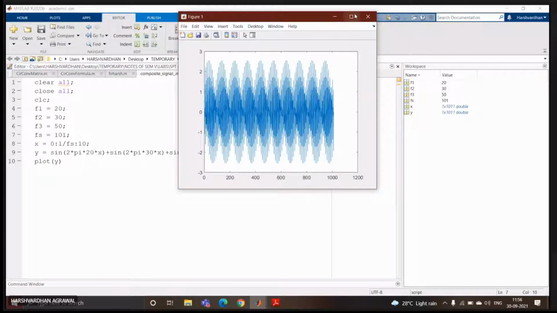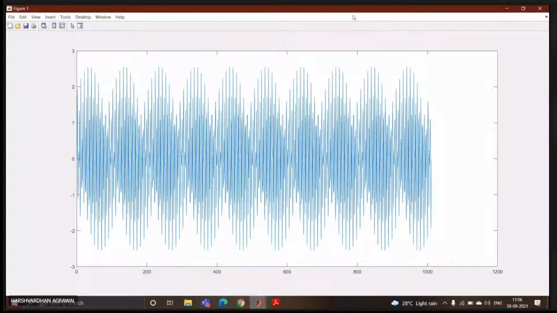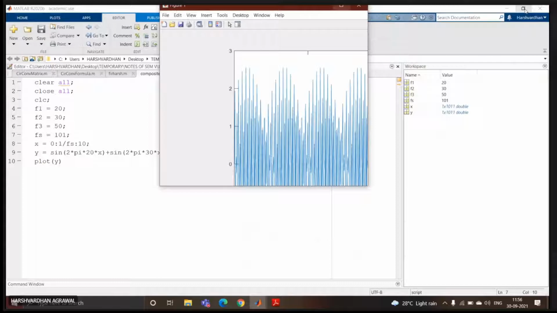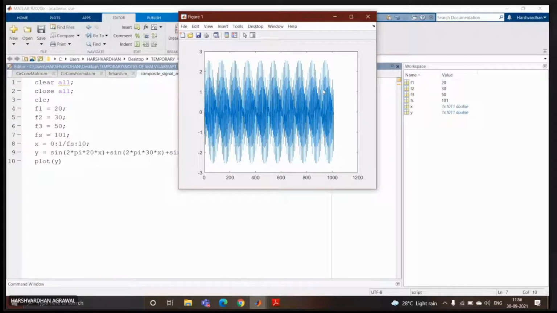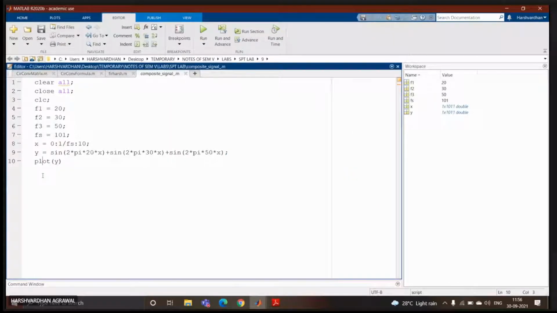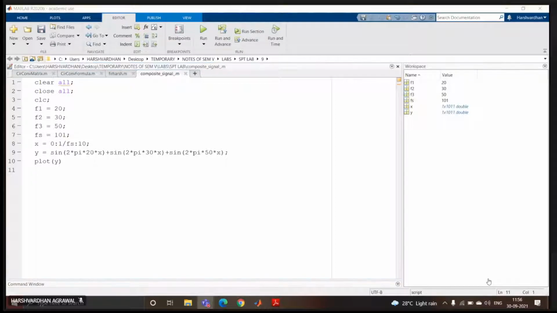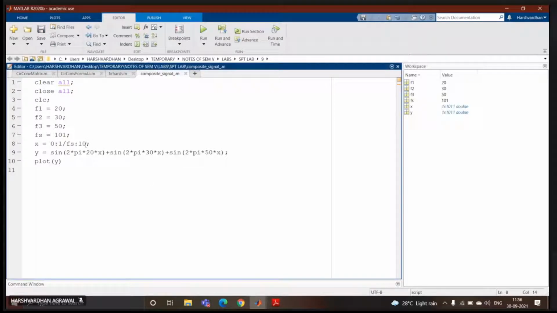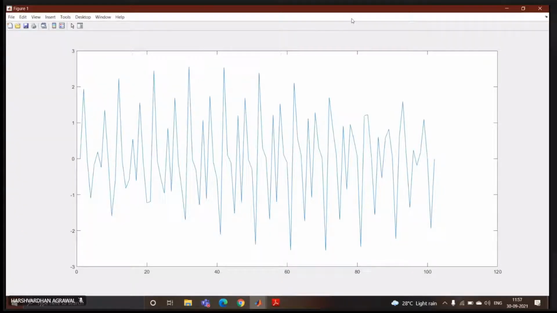So all of you take note of this thing: while sampling, the sampling interval, the time increment, should be equal to 1/fs. Then only it will actually come. So you can reduce the time duration also. You have taken 0 to 10. To visualize it in a better way, you can keep it to some lower value, say 2 seconds, 3 seconds, or 5 seconds.